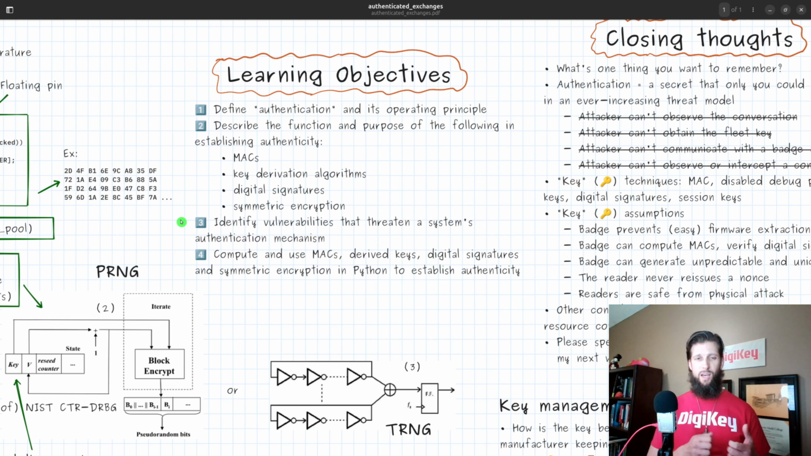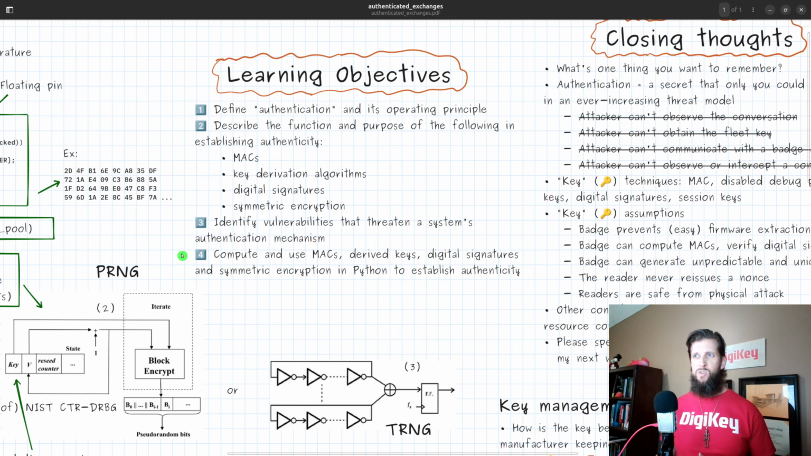In the workshop, I use the example of a badge being presented to a badge reader, and how do these two devices authenticate each other. And as we look at progressively more and more complex attacks, we have to use more and more complex means of providing authenticity. So seeing that helps you understand the vulnerabilities in that system.